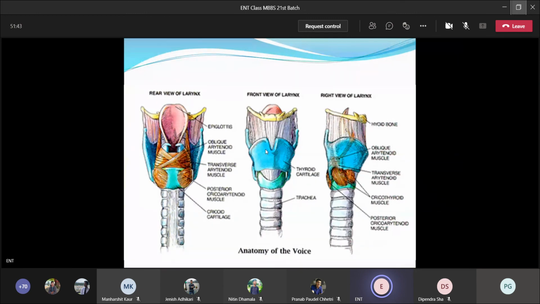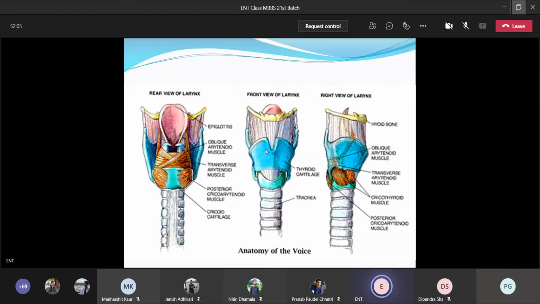So, anatomy of the voice. Showing in the diagram: the rear view of the larynx, front view of the larynx, and right view of the larynx. So this is the anatomy of the voice.